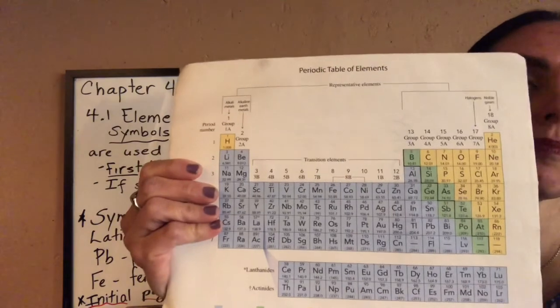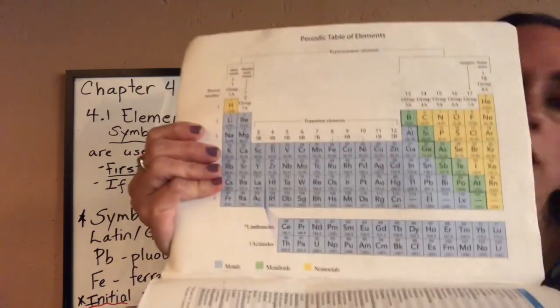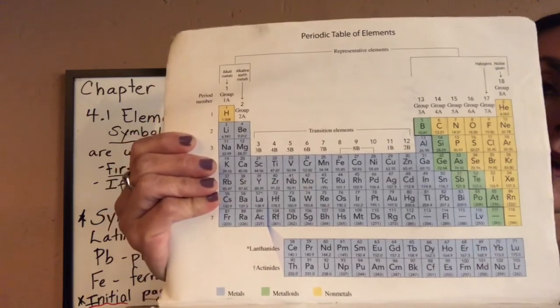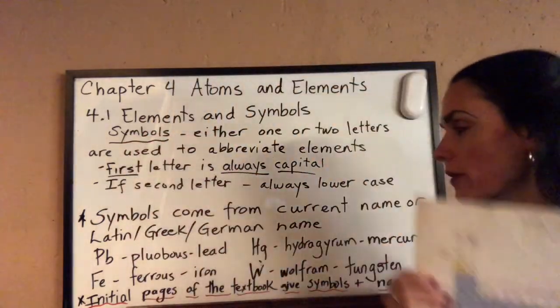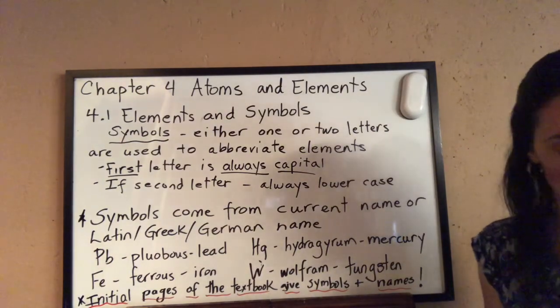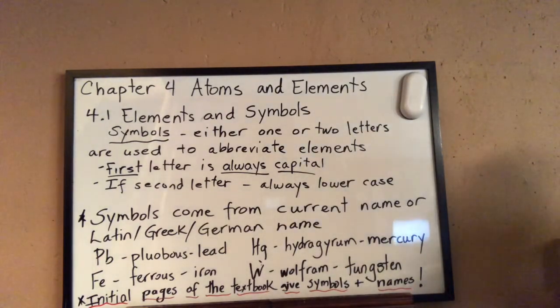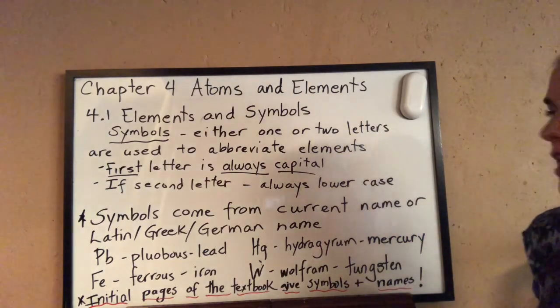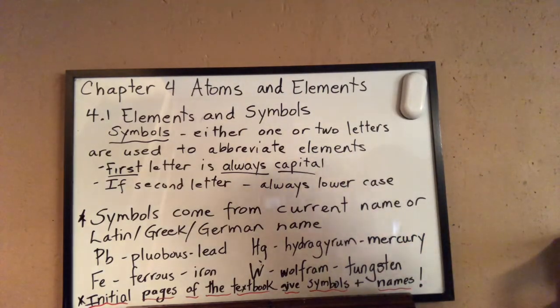So when you look at the periodic table, you see symbols, either one capital letter or one capital and one lowercase letter. Okay. So these symbols come from the current name or the Latin, Greek, or German name. Some of the symbols are pretty obvious. H for hydrogen, N for nitrogen, O for oxygen. Okay, some of them are pretty straightforward.